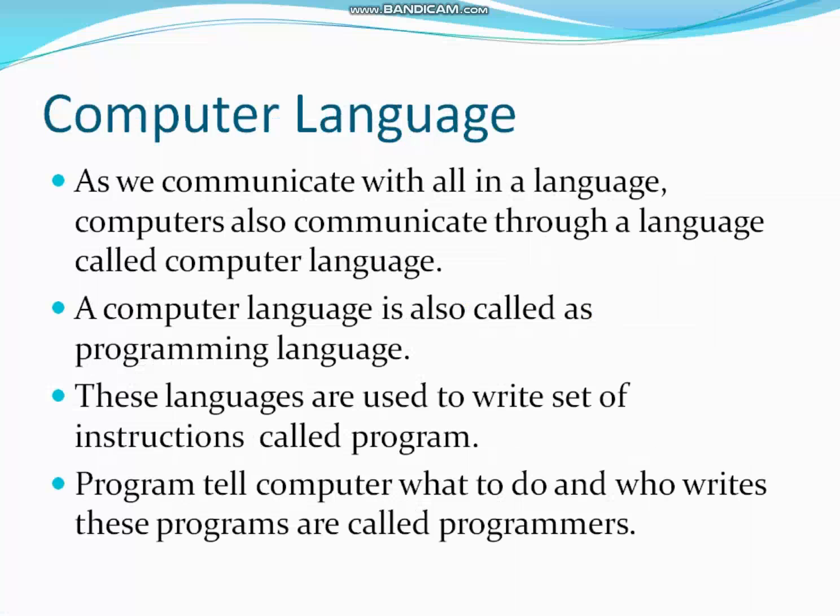So what exactly is computer language? As we communicate with all in a language, computers also communicate through a language called computer language. A computer language is also called a programming language. These languages are used to write a set of instructions called a program. And a program tells computers what to do, and those who write these programs are called programmers.